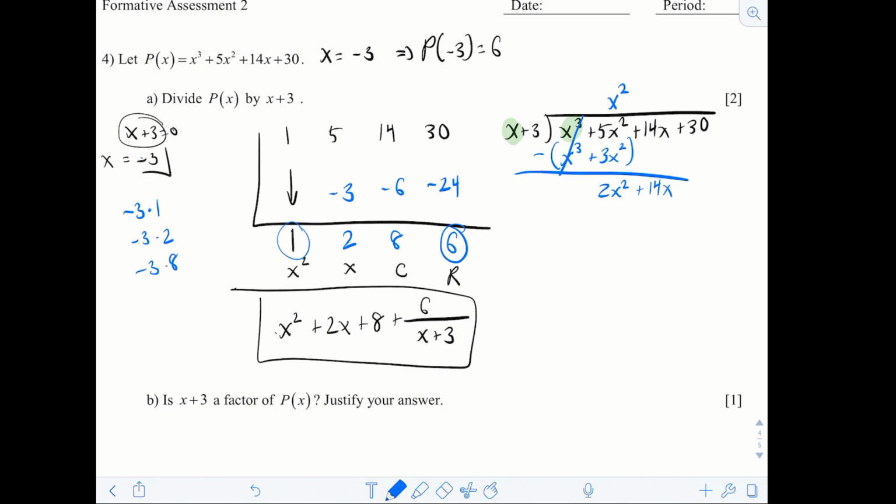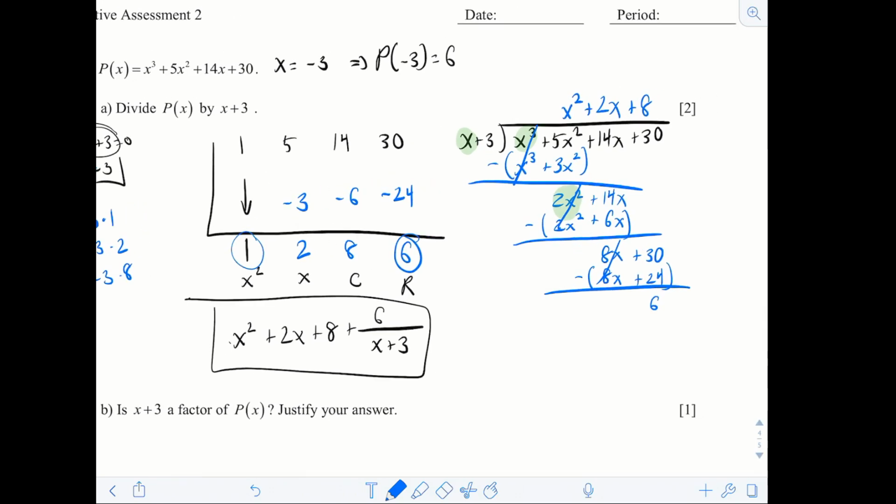Now I'm working with 2x squared. What times x gives me 2x squared? That will be 2x. So I'll write 2x squared plus 6x. Subtract those, so those cancel. Then 14x minus 6x gives me 8x. Bring down the 30. What times x gives me 8x? That would be 8. That leaves me with 8x plus 24, and I subtract that. Those two cancel, and I'm left with 6. So to finish this up, plus 6 over x plus 3.